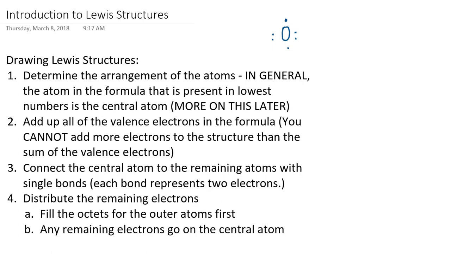Then you're going to take your central atom and connect the remaining atoms to it using single bonds. Now, each single bond represents 2 electrons. Once you've connected everything with single bonds, then any electrons that are left over, you're going to start to distribute through the atoms in the structure. Now, the way to do it correctly is you're going to add the electrons first to the outer atoms of the structure. If there are any left over, then those would go on the central atom. Really, the best way to show you how this works is to actually do a couple of examples.